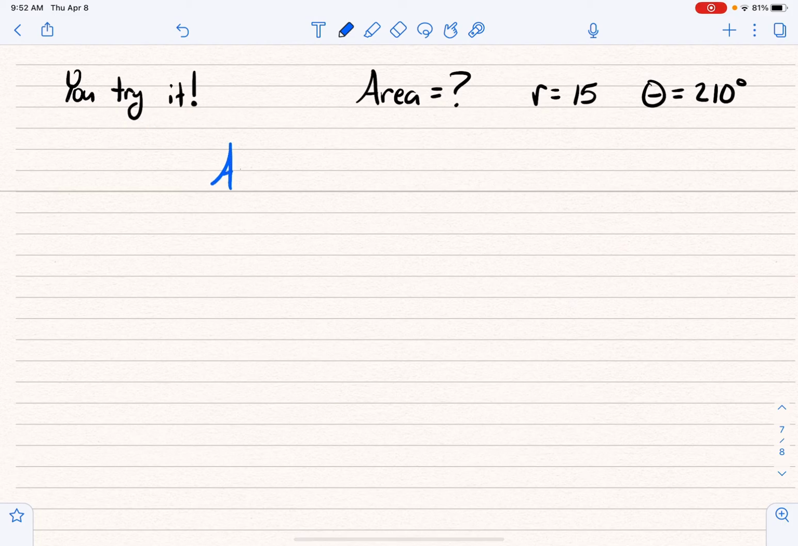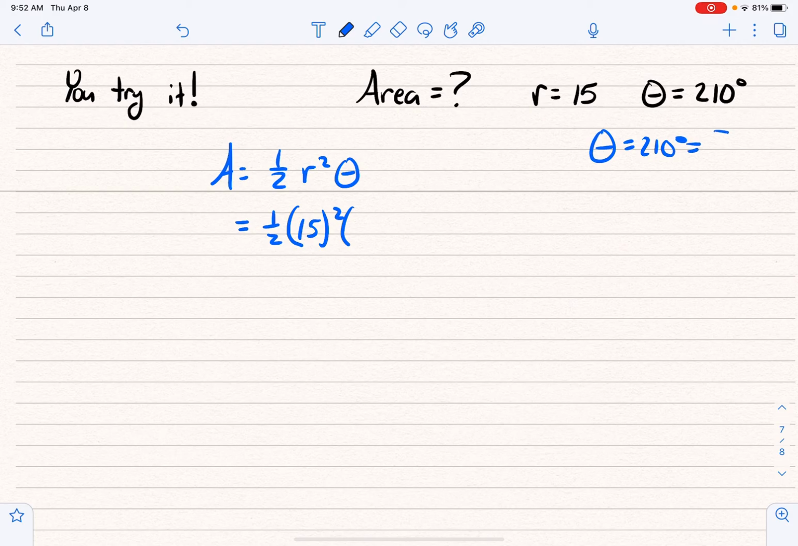We know that the area is always equal to 1/2 r squared times theta. That's going to be 1/2 times 15 squared. Theta is 210, but 210 is the same thing as 7 pi over 6. It's on the unit circle, so we should know it. So we go 1/2 of 225 times 7 pi over 6.